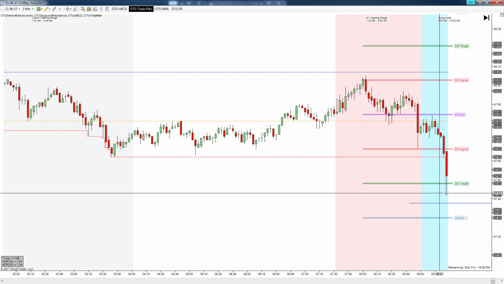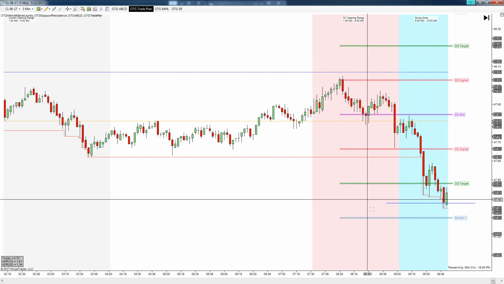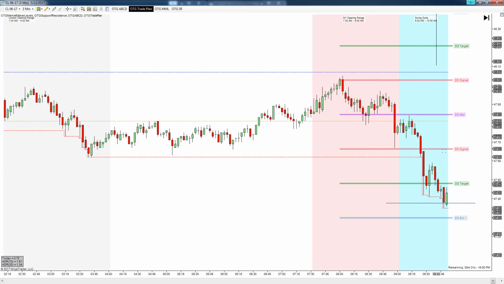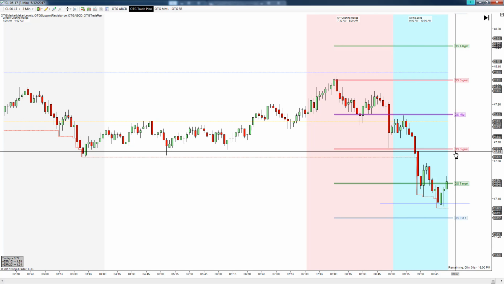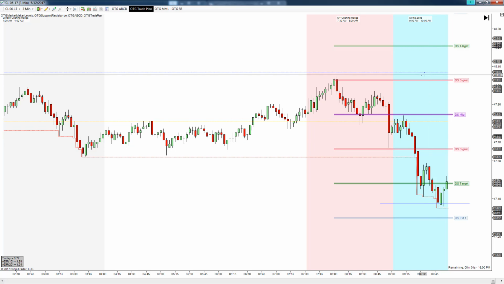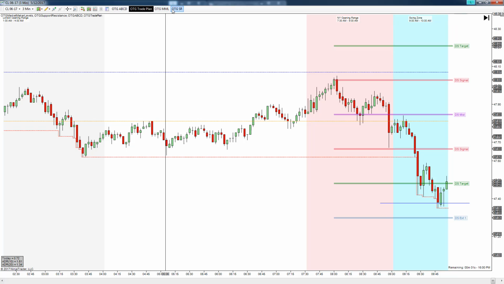What we were looking for, though, is a target down here to this blue line down here to 38. That's kind of the midway point between extension 1 and structure target. And then we got long here, and this is where you're going to see us get long. Our target was going to be up here. We're going to turn on the revisions here.